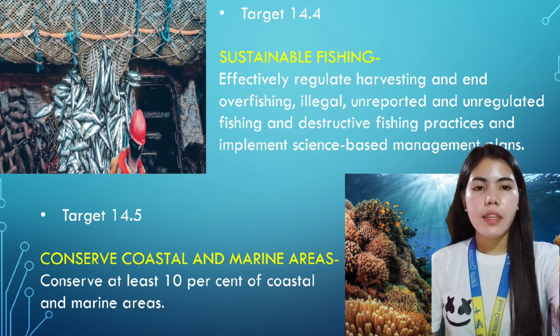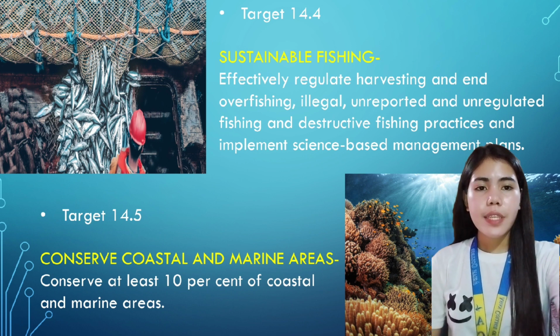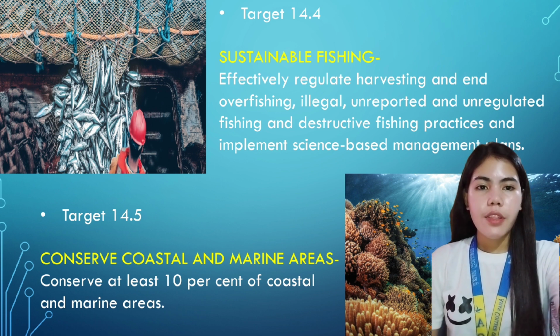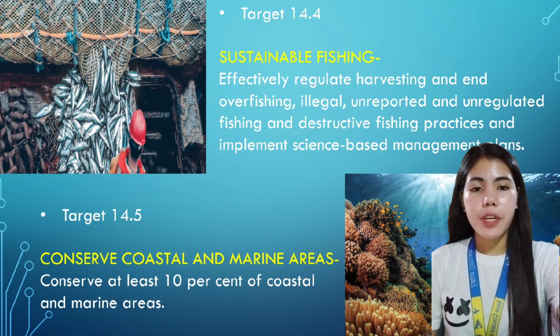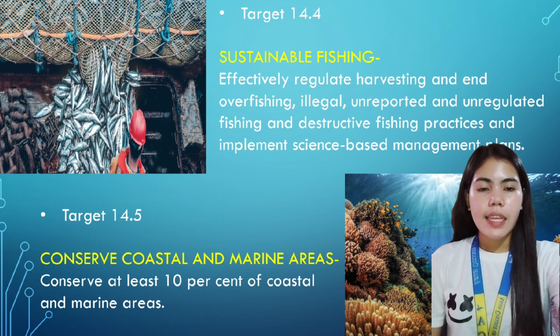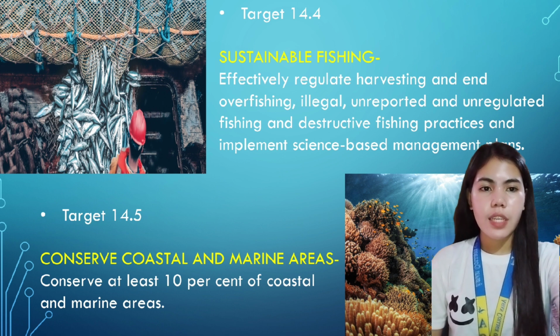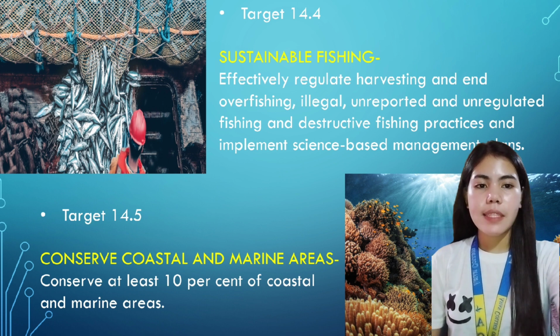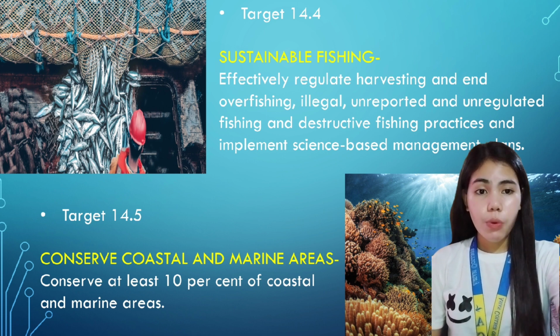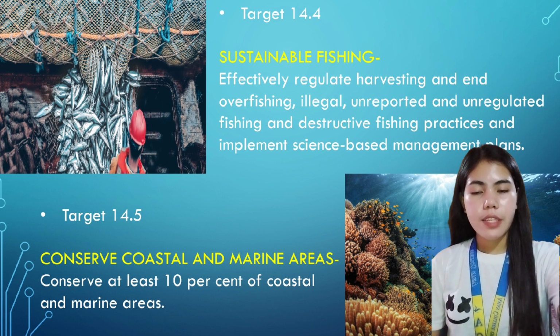Target 14.4, which is sustainable fishing. So, what is sustainable fishing? It means fishing in a responsible way that prevents overfishing, minimizes bycatch, and maintains marine biodiversity. Effectively regulate harvesting and end overfishing, illegal, unreported, and unregulated fishing, and destructive fishing practices, and implement science-based management plans in order to restore fish stocks in the shortest time feasible, at least to levels that can produce maximum sustainable yield as determined by their biological characteristics.